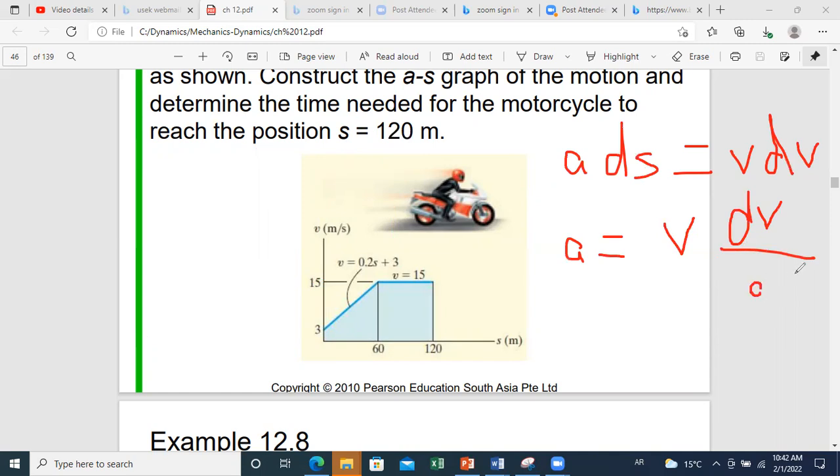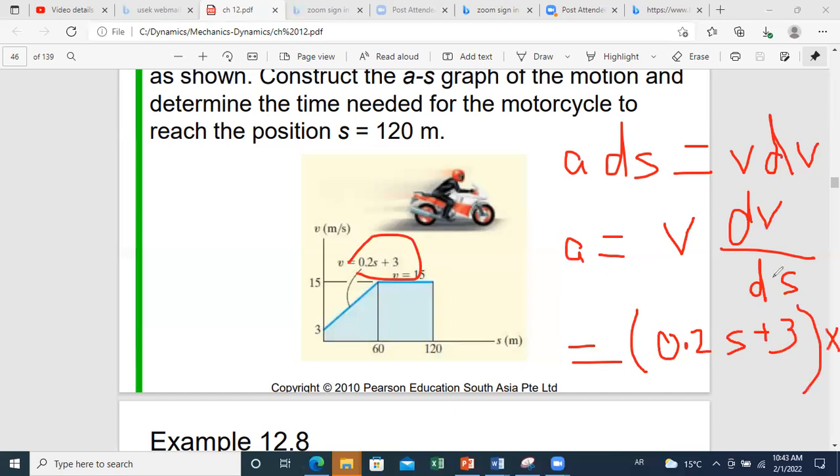Let us replace now. What do we know about V? We know that V is equal to 0.2 S plus 3. I should multiply this function by what? I should multiply by the derivative of V with respect to S. Derive this function with respect to S. What do you get? 0.2. Exactly. So all you have to do to find A is to multiply the function V by the derivative of V with respect to S, which is 0.2. Okay, thank you.